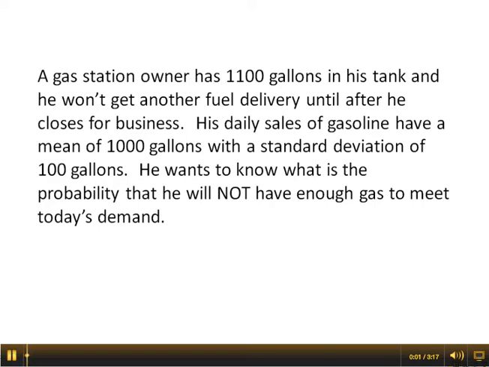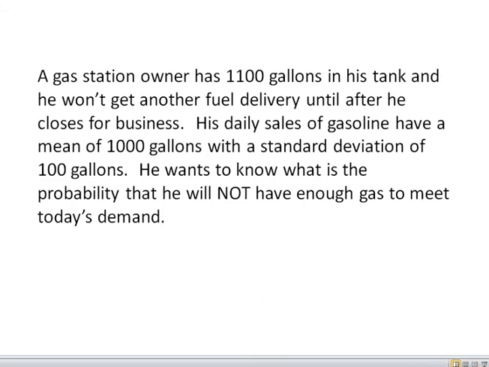Now we're going to look at the standardized normal distribution and finding probabilities that are greater than the value of x you're looking for. So let's take a concrete problem. We're back to the gas station. The owner still has 1,100 gallons in his tank, and he still has an average of 1,000 gallons sold each day with a standard deviation of 100. And he wants to know what is the probability that he will not have enough gas to meet today's demand.